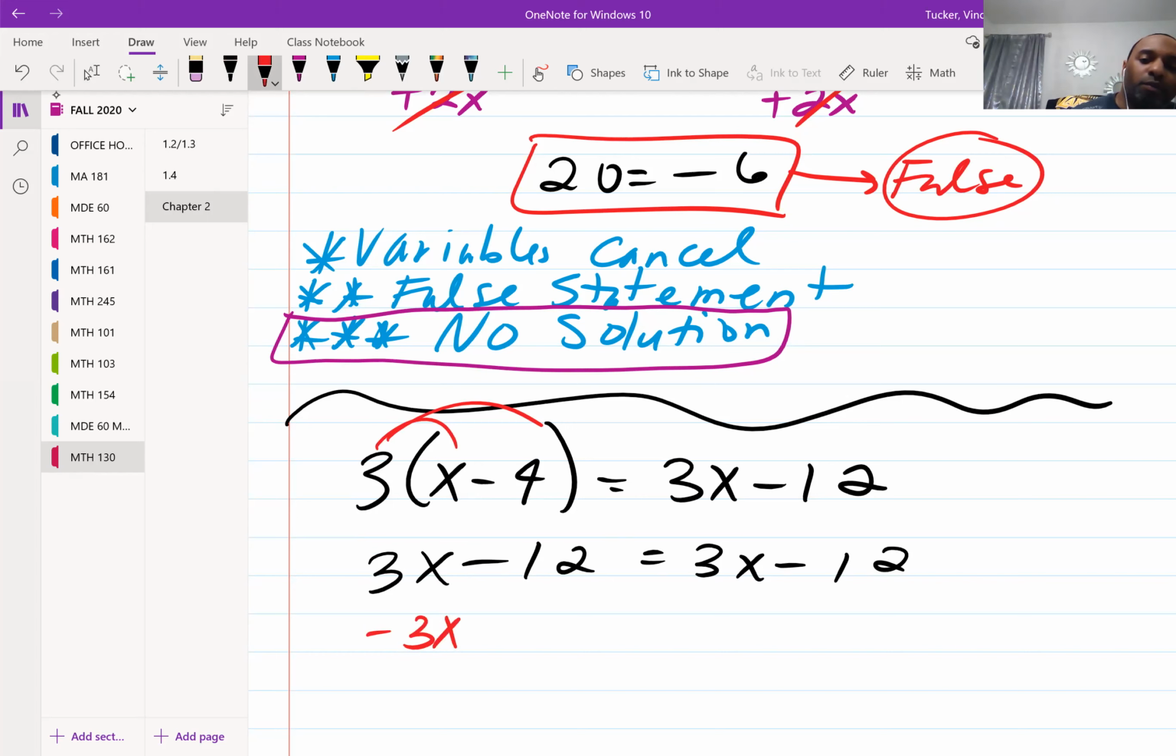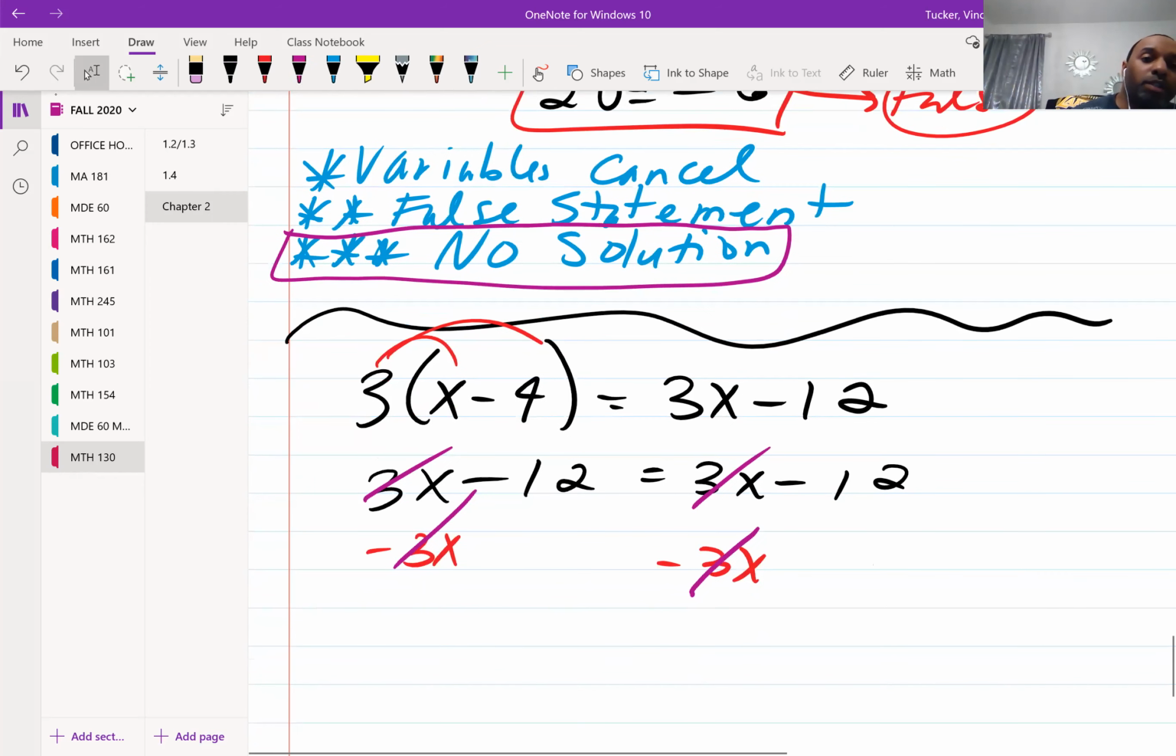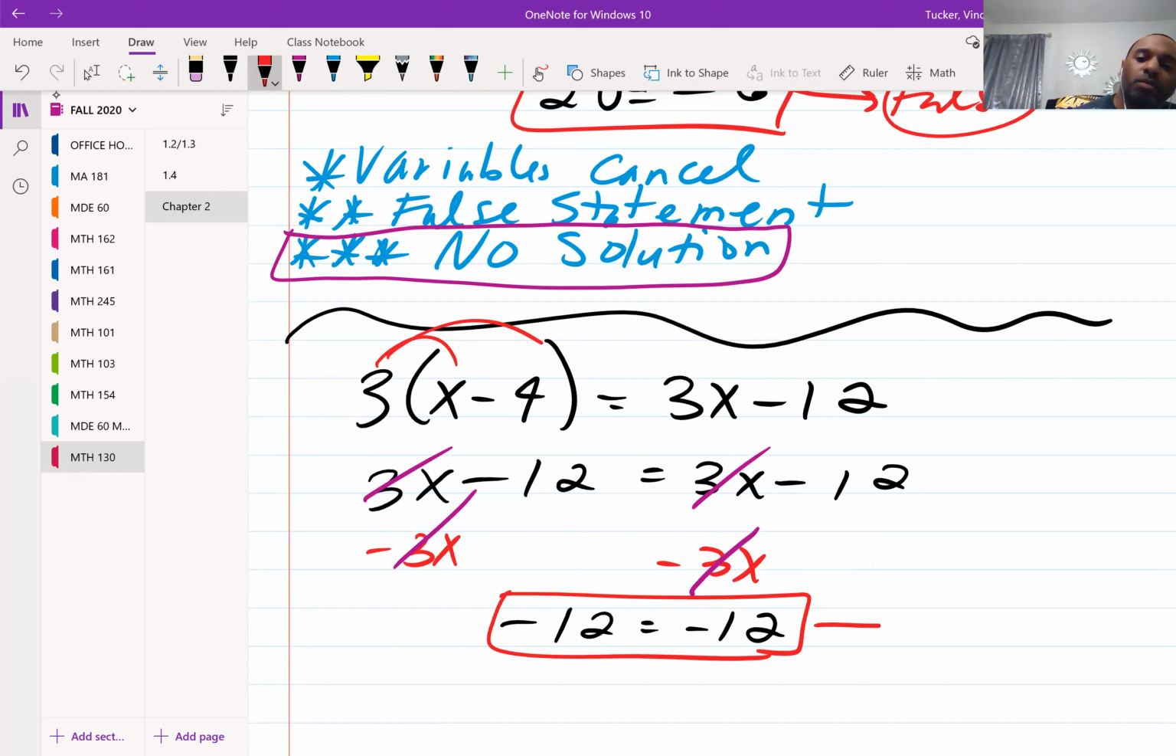Subtract 3x from both sides. And once again, we have a situation in which our variables cancel out completely. That leaves us with -12 on both sides. But this time, it was true, because -12 is equal to -12.